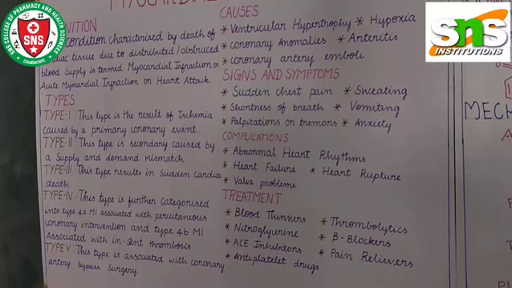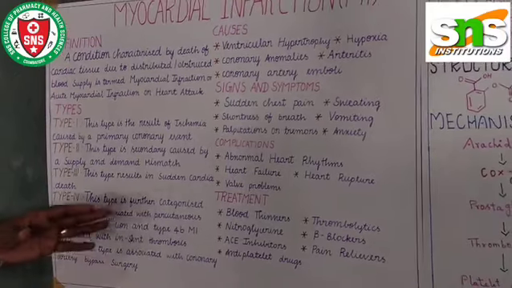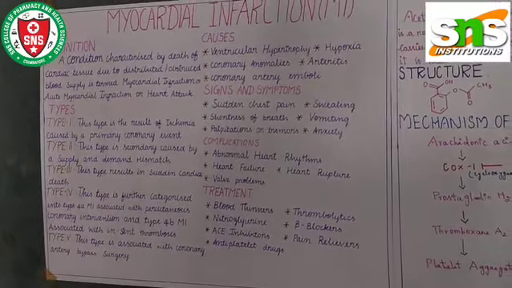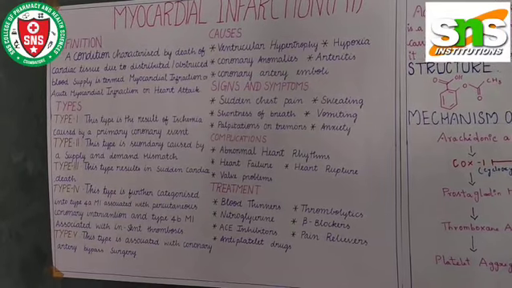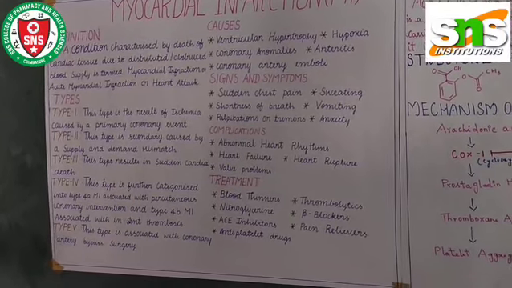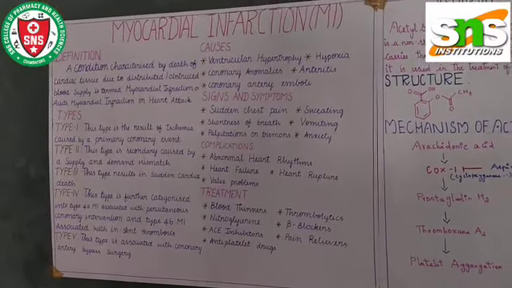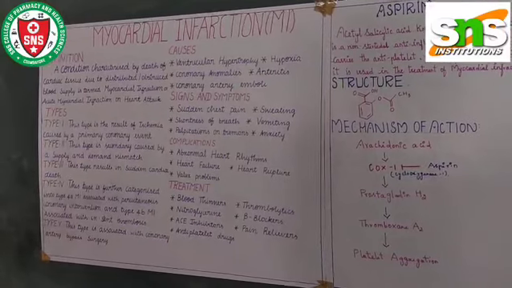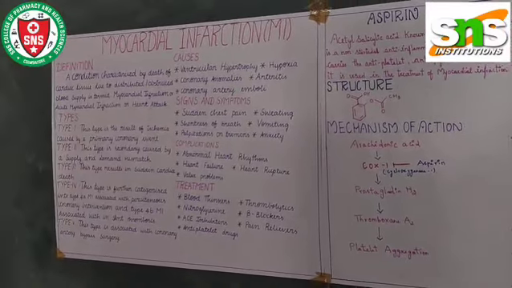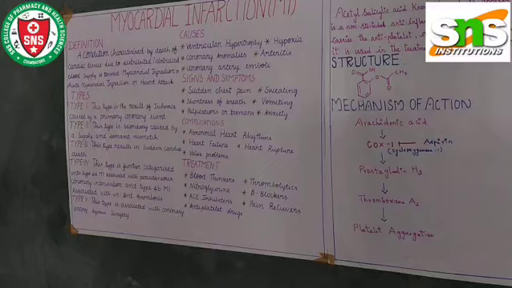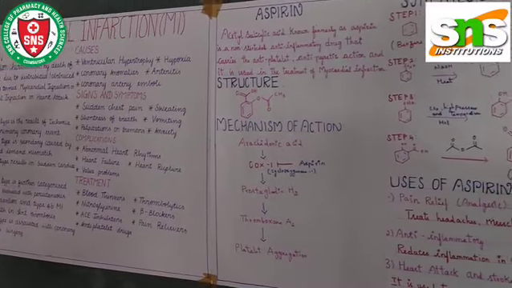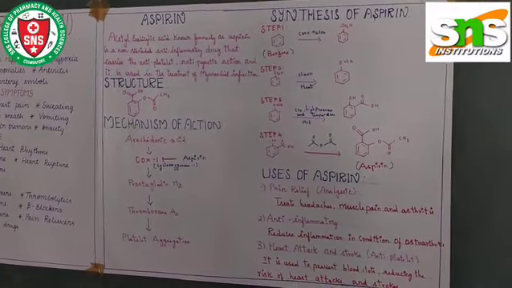So what kind of treatment can we give? They give nitroglycerin, ACE inhibitors, blood thinners, antiplatelet drugs, beta blockers, pain relievers and thrombolytics. These are all the drugs associated with the treatment of myocardial infarction. One of the drugs is aspirin. That is an antiplatelet drug.